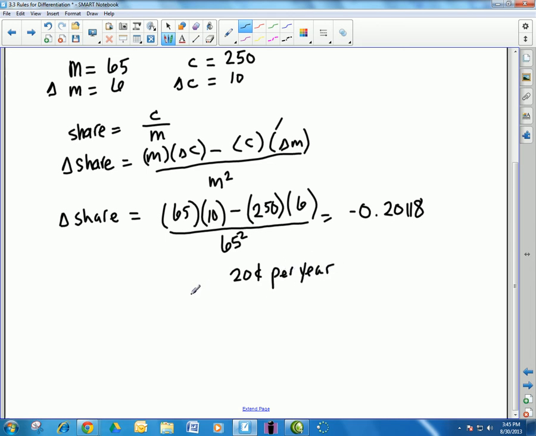So we'll say the share amount or the fee amount, so we'll say the fee price, that's what each member pays. That's what I mean by fee price. What each member pays is going down 20 cents per year. All right, and so that's what that means. So that finishes up the second part of these notes.